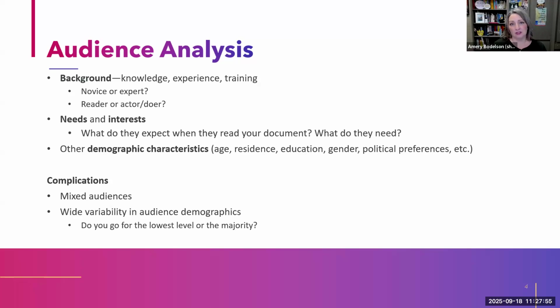What do they expect when they read your document? As in, do they expect everything to be laid out for them from start to finish? Do they expect it to be kind of an introductory level primer to what you're talking about? And then lastly, you want to think about other demographic characteristics. And sometimes these affect how you write, sometimes they don't.